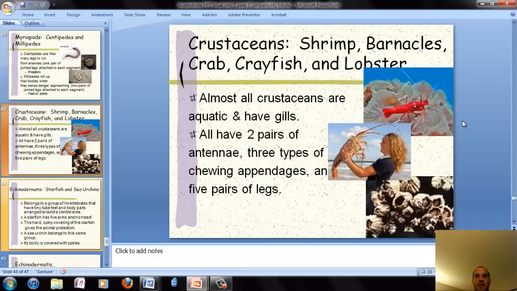And last specific example is crustaceans: shrimp, barnacles, crab, crayfish, and lobster. Almost all crustaceans are aquatic and have gills. They have 2 pairs of antennae, 3 types of chewing appendages, and 5 pairs of legs.